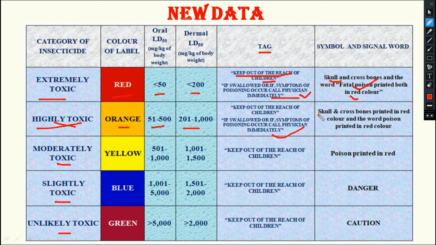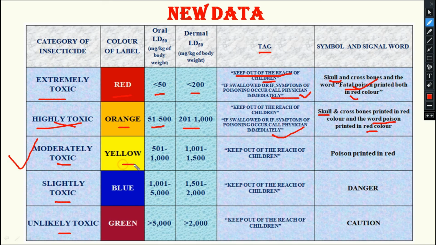Here also a skull will be there, with crossbones printed in red, but the word poison will be written over there, also in red color. In case of extremely toxic, it is fatal poison, but in case of this highly toxic, it will be only poison.